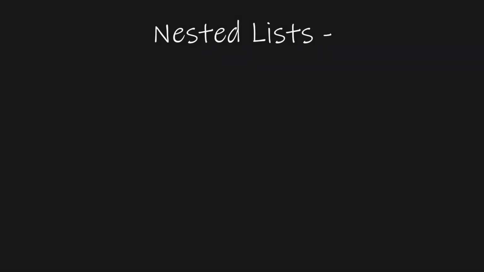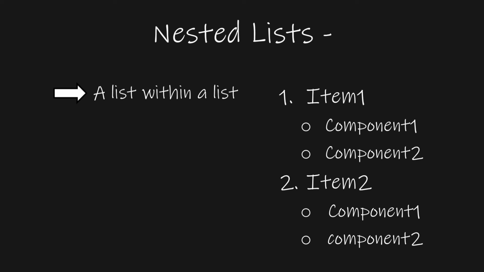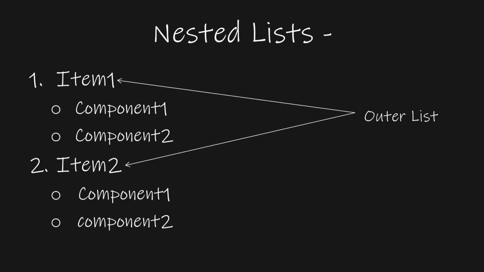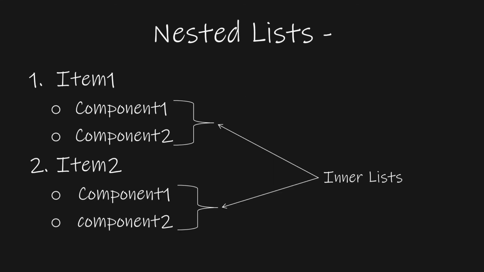We can also create nested lists in HTML. What is a nested list? A list within a list is called nested list. Let's take an example. Here two unordered lists have been nested within an ordered list. The ordered list is the outer list, and the unordered lists are the inner lists. Let's see how we can create nested lists in HTML with an example.